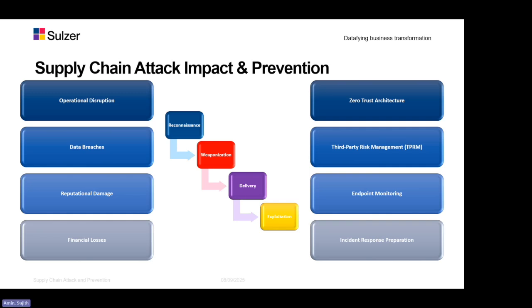The second one is data breaches. In data breaches, the attacker can steal sensitive customer data and secrets through the compromise of third-party connections. The third one is reputational damage.